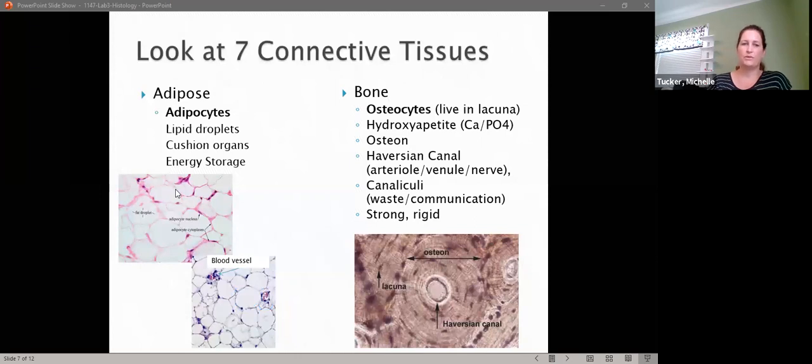Adipose tissue often gets confused with another tissue. Can anyone guess what tissue type people sometimes think this slide is? We have seen it twice.